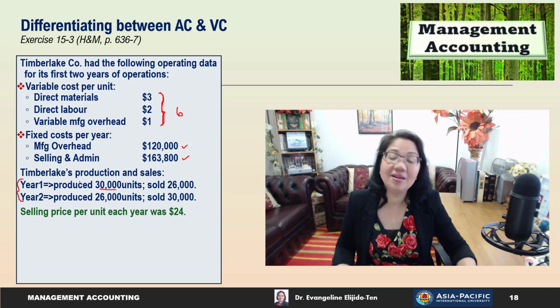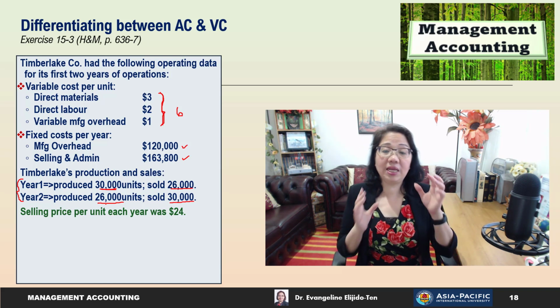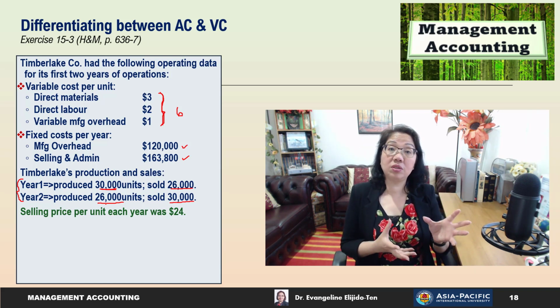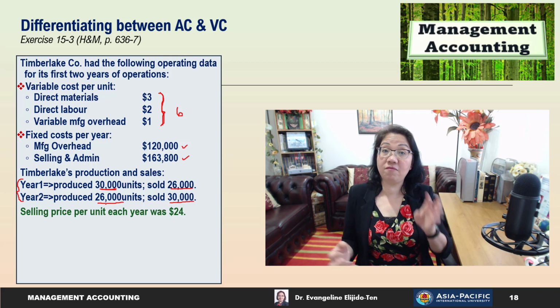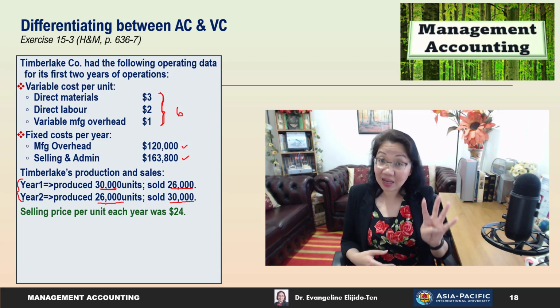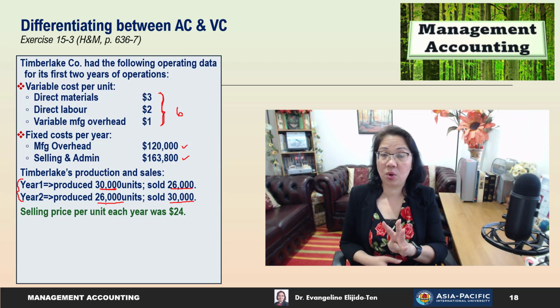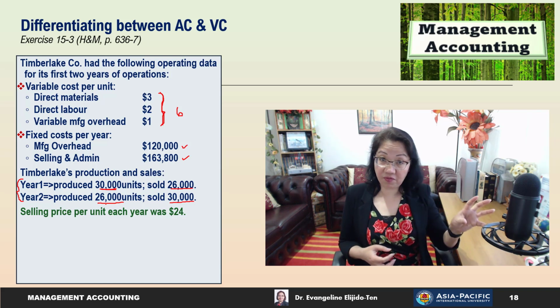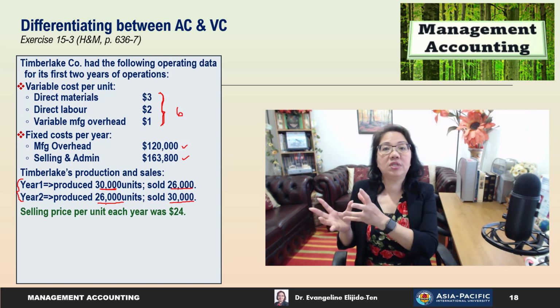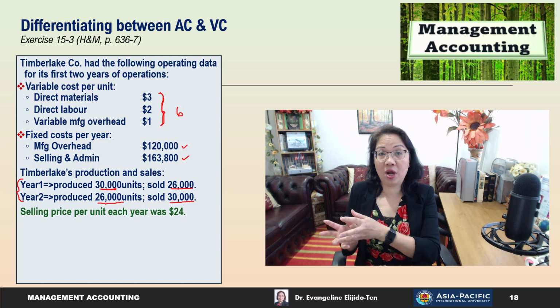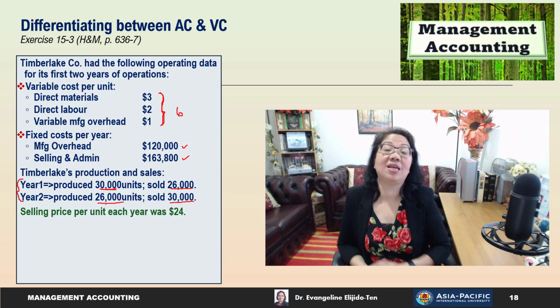In year 1, they produced 30,000 units and sold 26,000 units. In year 2, they produced 26,000 units, but they sold more, 30,000. How's that possible? Well, in year 1, they produced 30,000, sold 26,000. So they have 4,000 units in their ending inventory in year 1. From zero inventory to 4,000 inventory at the end of year 1.